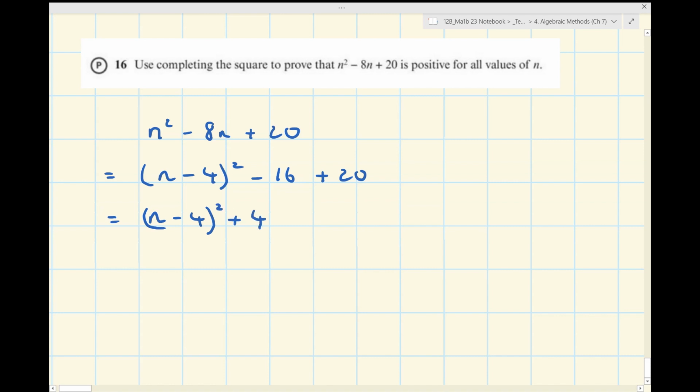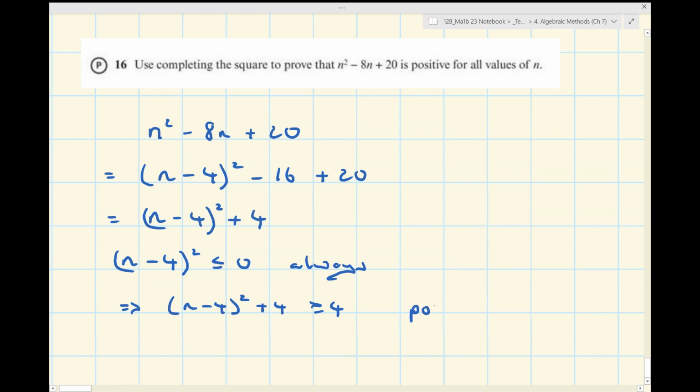So how does that prove that it's positive for all values of x? Well, for all values of x, n minus 4 squared is always greater than or equal to 0. Therefore, n minus 4 squared plus 4 is always greater than or equal to 4, i.e. positive. That is question 16 done.